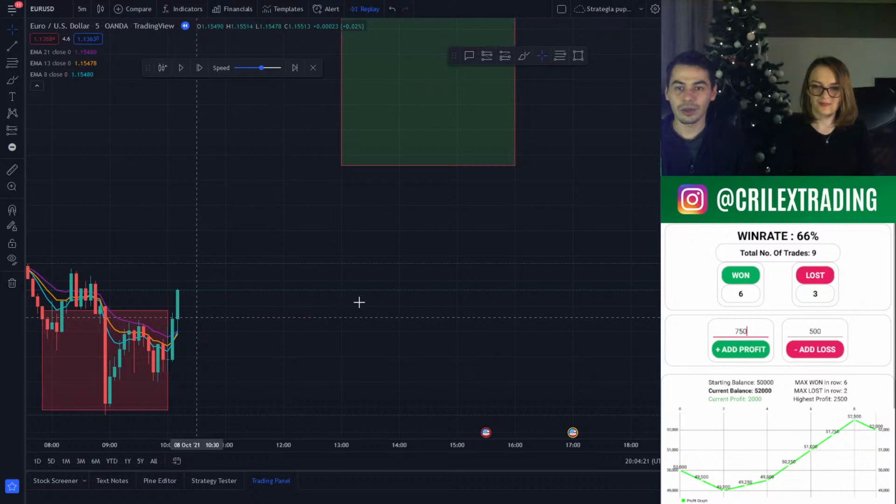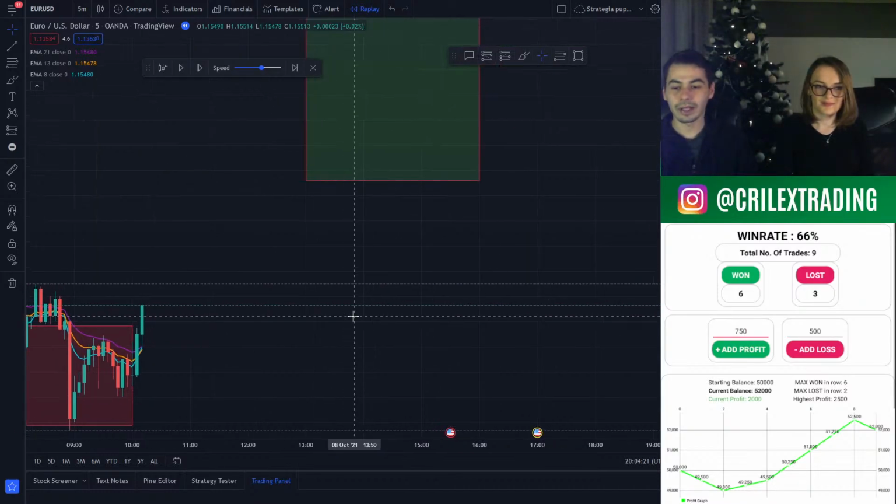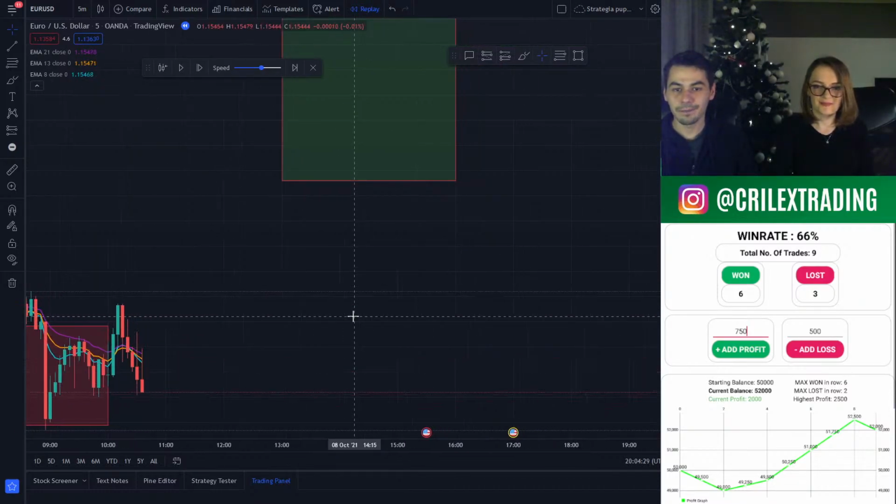Okay, so we passed this zone and we had no valid entries. Now let's continue to this green zone. So we will have a nice trend shift here.